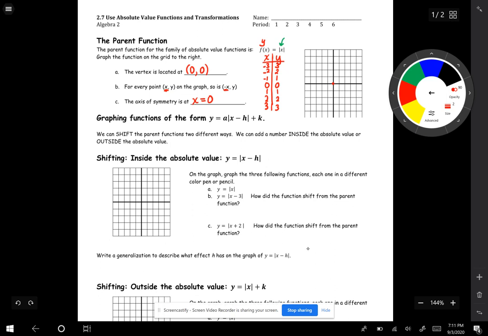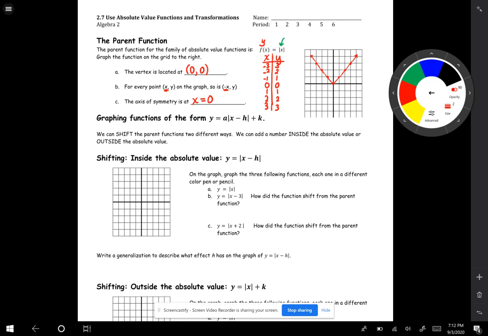Now we're going to plot the points. Left 3, up 3, left 2, up 2, left 1, up 1. And on the opposite side of the origin, right 1, up 1, right 2, up 2, right 3, up 3. We are going to connect it to the best of our ability. There we go. And that is your parent function.